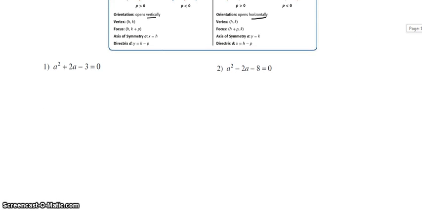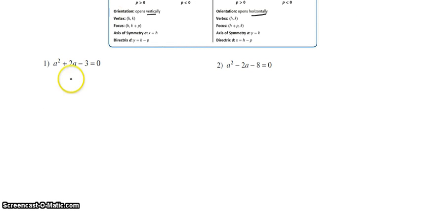Alright, so the first one, we have a squared plus 2a minus 3 equals 0. I'm going to go ahead and change that to x and y. So we have x squared plus 2x minus 3 equals y. So we want to go ahead and get that in our format so we can complete the square. So we have x squared plus 2x plus something equals y plus 3 plus something. These two have to be the same thing. We take this 2 and we split it in half and we square it. So this is just going to be 1, and 1 squared is just 1. So 1 and 1. This becomes x plus 1 squared equals y plus 4.